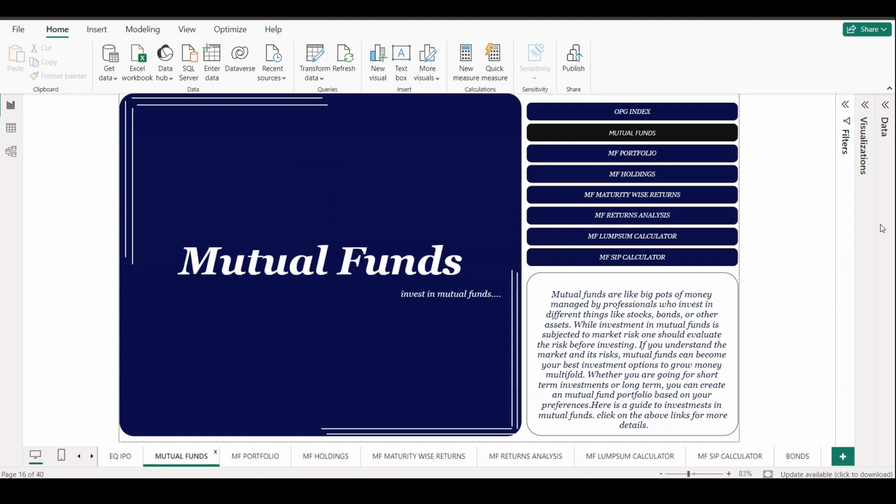Done with that, the pool of money rises. For example, let's say I am an individual investor and I don't have a large amount of money to directly invest in shares and create a portfolio of shares. So what I do is I buy mutual funds of a company, let's say Aditya Birla Mutual Fund.